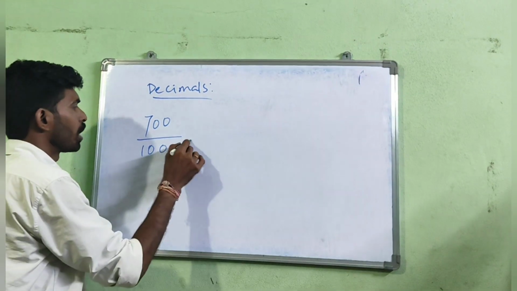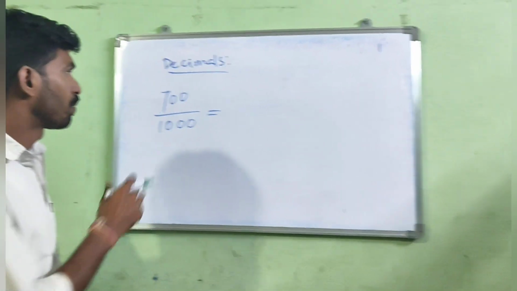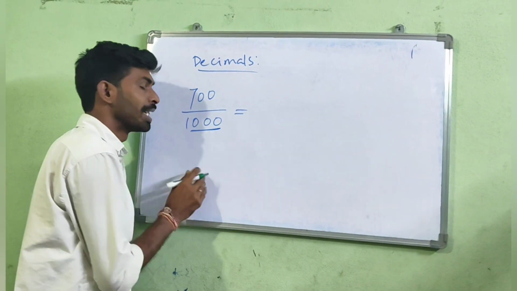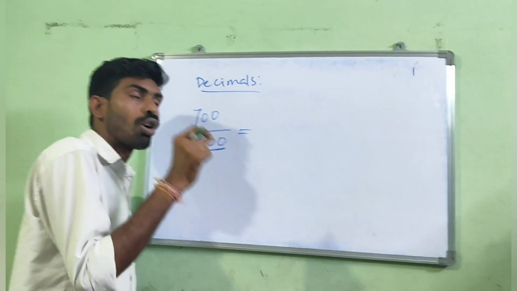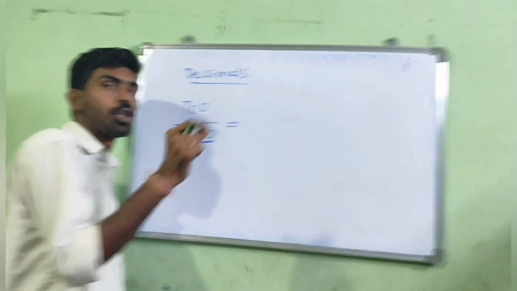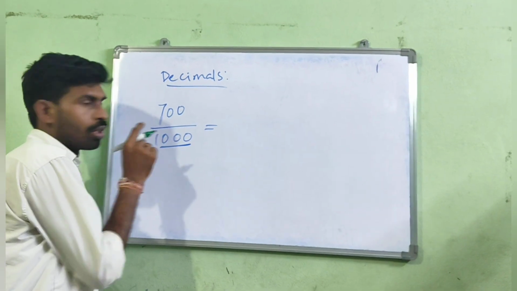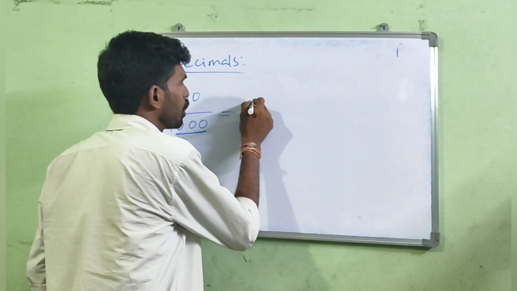700/1000 is there. How can we write it in decimal form? This is from ratio form, into rational form, into decimal form. How many zeros are there? 3 zeros. It means we need to put a decimal point after 3 digits in the numerator. This is the numerator: 1, 2, 3. After 3 digits, we need to put a decimal point in the numerator.